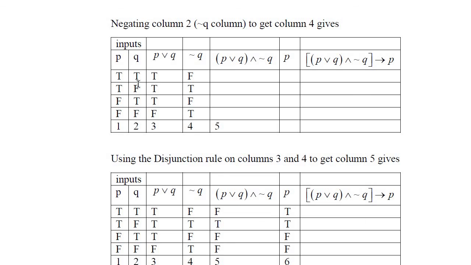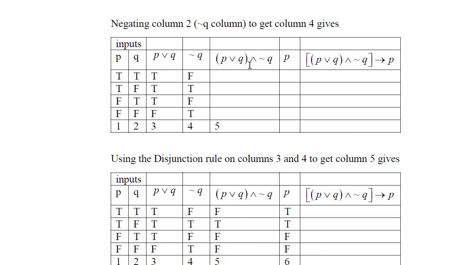Generating my not Q column, so if I take a true and I negate it, that becomes a false. If I negate a false, that becomes a true. If I negate a true, that becomes a false. If I negate a false, that becomes a true. So this is the truth values for my first hypothesis. This is the truth values for my second hypothesis.